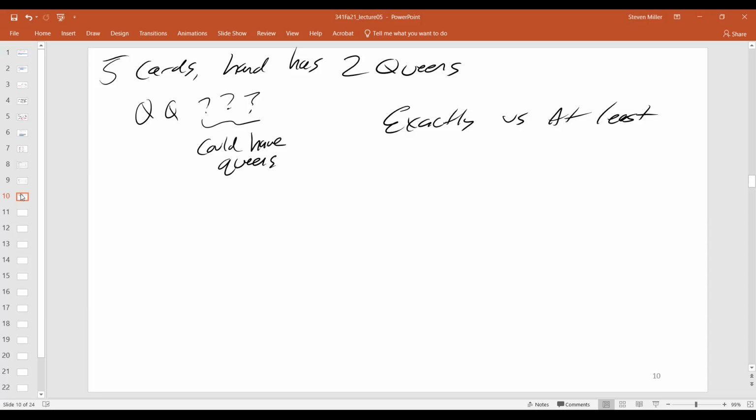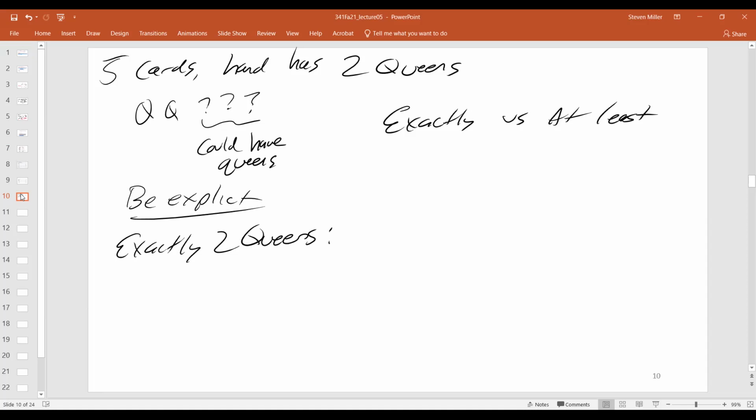However, it is easy to be misleading. So over here, it is much better to be very explicit. So be explicit. Let's do exactly 2 cards, exactly 2 queens. So we want to count the number of hands that work and divide by the number of hands.